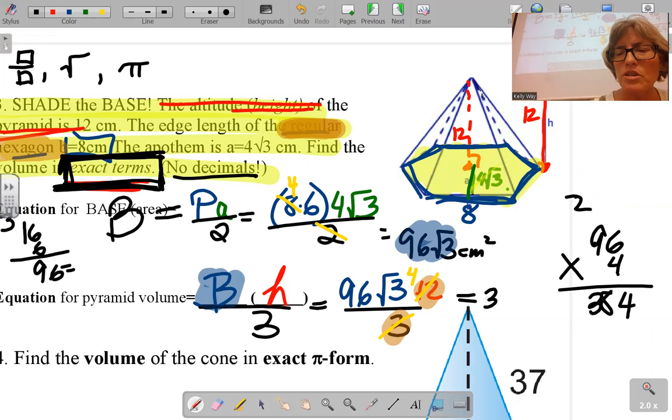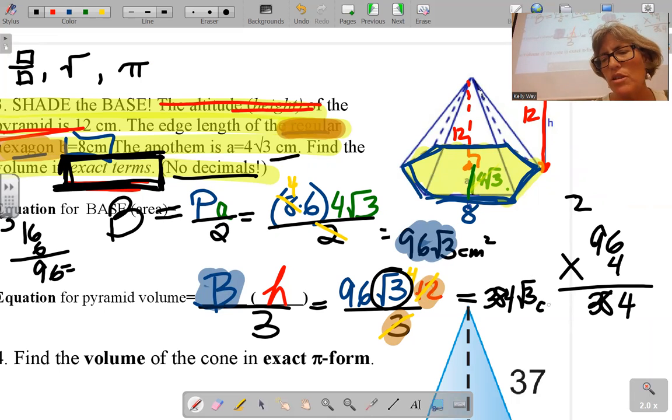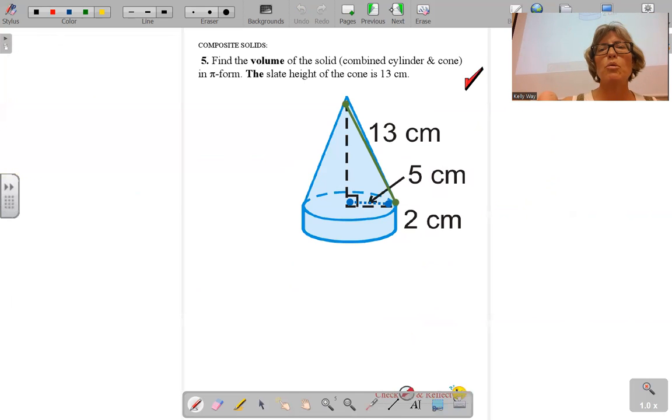Final answer here, friends, is 384. Don't drop that root 3, though. Root 3, check units, cm cubed. If it doesn't give us the units, we just put units. Use generic units for this one. Okay, we'll do 2 more.